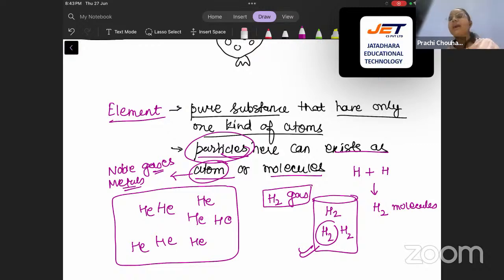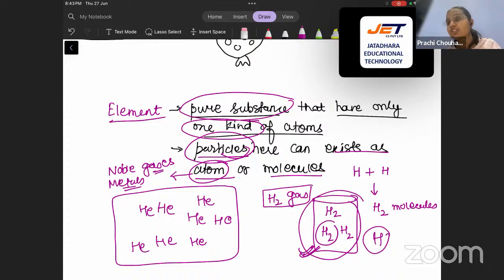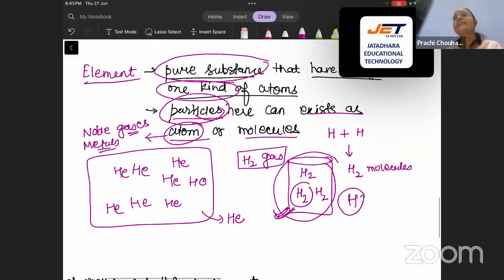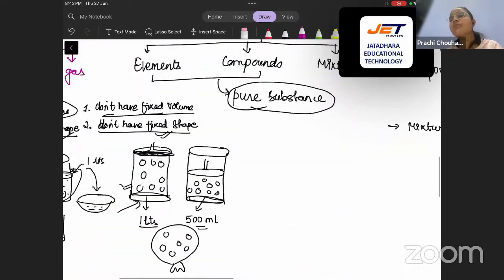But the important part is that it's a pure substance which has only one kind of atom. So in hydrogen, even if two hydrogens have combined with each other, there is just one atom present throughout the cylinder, which is H. Similarly, there is just one kind of atom present here, which is helium. Now, quickly, we will move on to what is a compound. How do we define a compound?